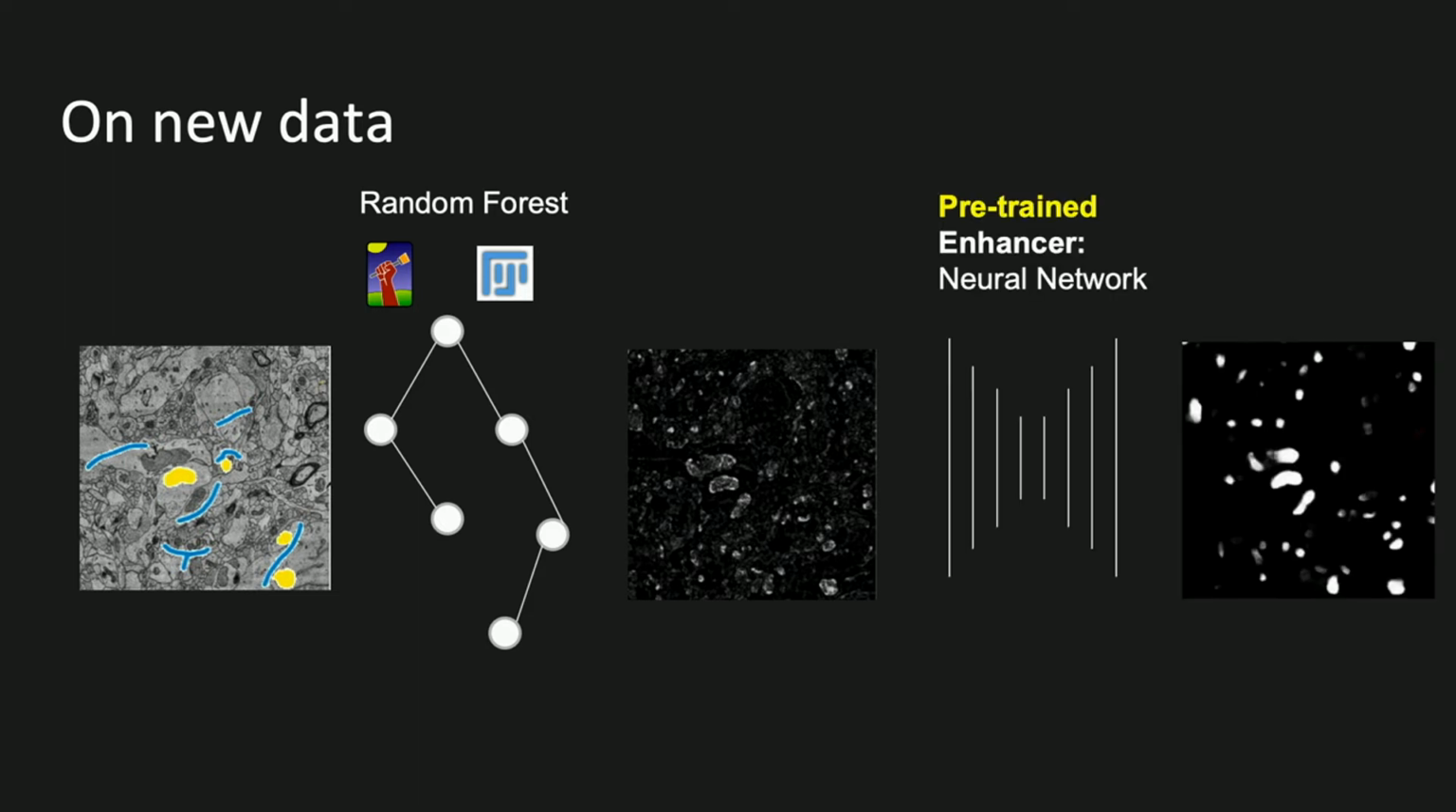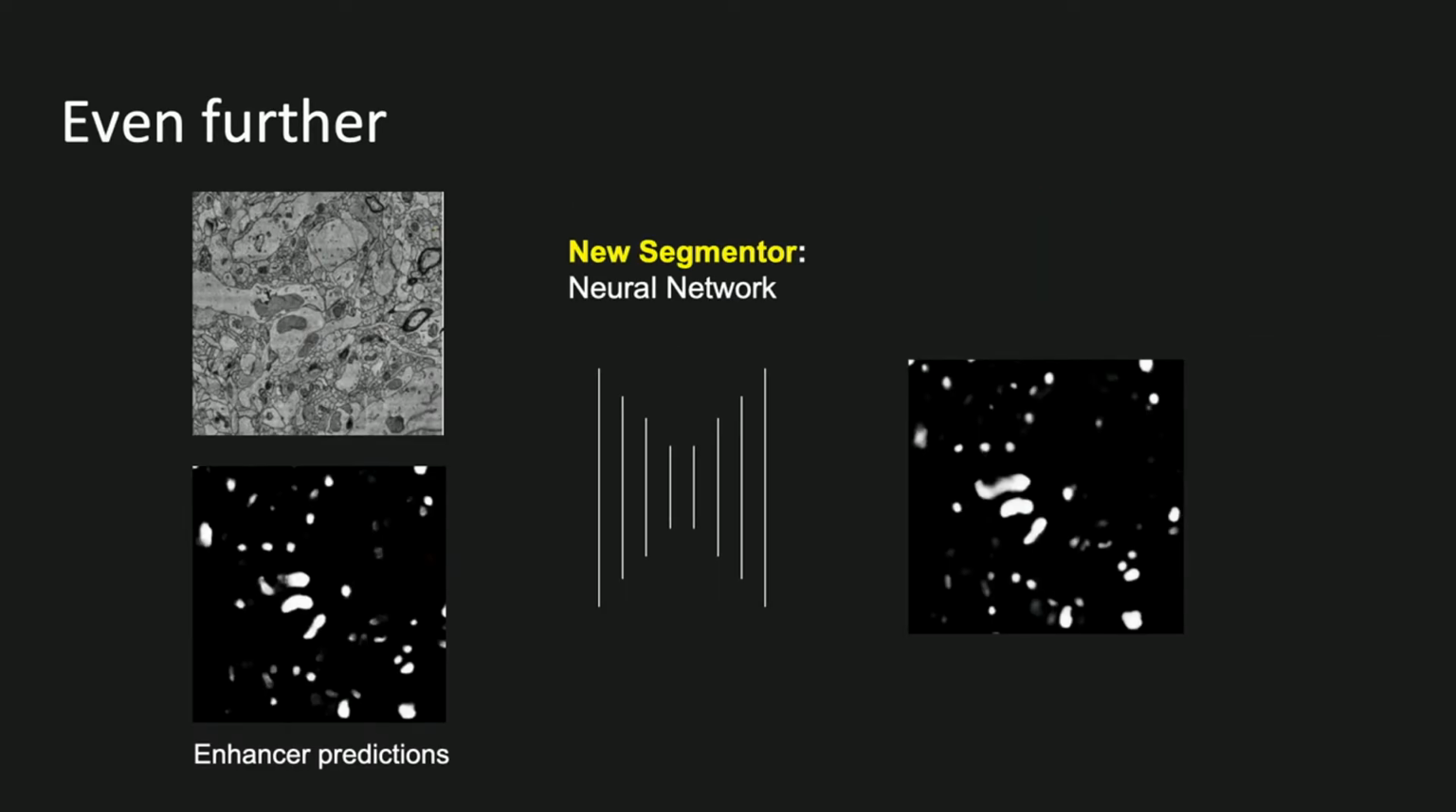And then you apply this pre-trained enhancer network without doing anything. It's just one inference run. It's super fast. It can be interactive time. And you get a much better prediction. So this feels like it's almost coming for free, but you can actually make it even better.